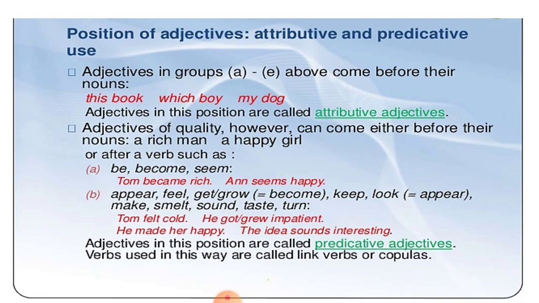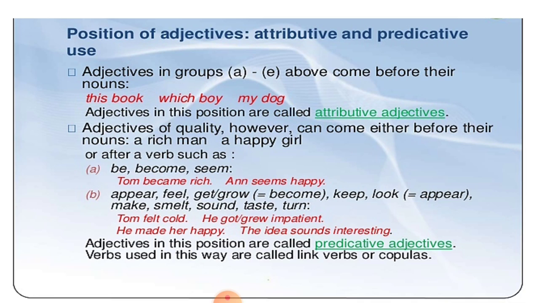Now all these adjectives are used in sentences. According to their use in the sentences, they can be attributive adjectives or predicative adjectives. On the basis of their function, if they are used before the nouns, like this book, which boy, my dog, in this position before the noun, then they are known as attributive adjectives. And they are adjectives of quality.